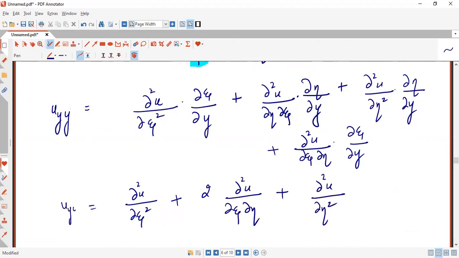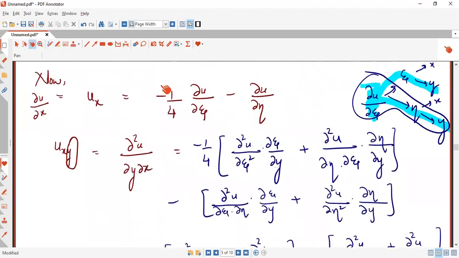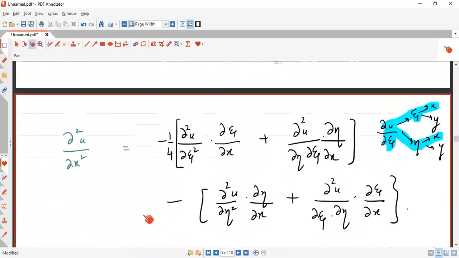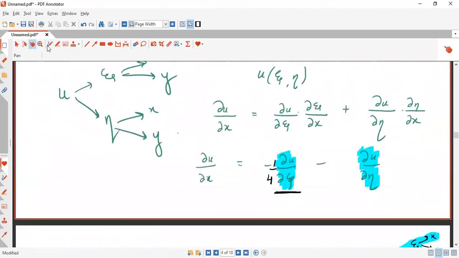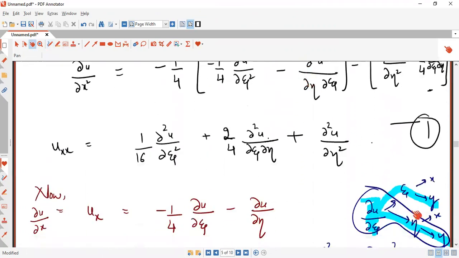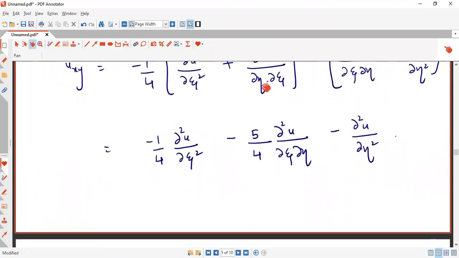We have known all the values here. One by one, we'll use them. Mark this as 1. ∂u/∂x, uxx we have done. Mark it as 2. uxy we have done. Mark it as 3.